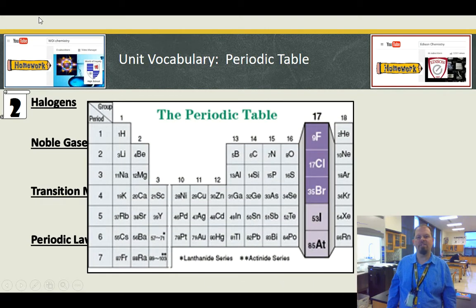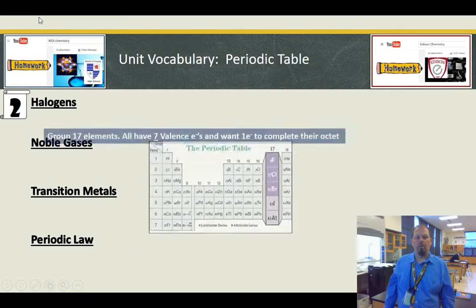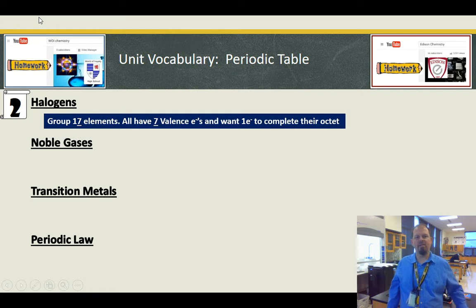This is group 17. So this is group 17 elements. They'll have 7 valence electrons. They want one real bad. These guys are the thirsty elements. They're mad thirsty for another electron.